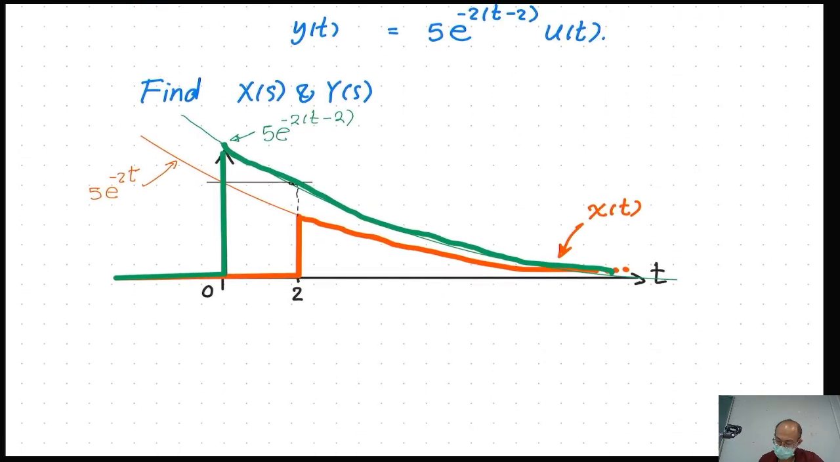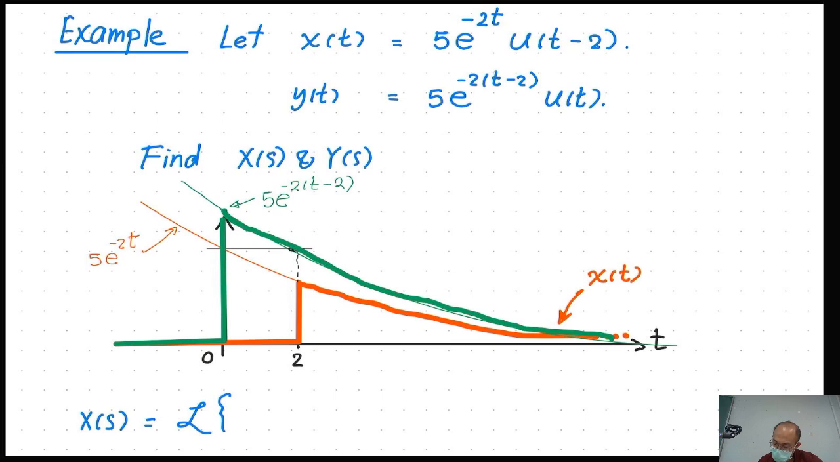Now to find x, let's find x first. It is the Laplace transform of 5 e to the negative 2t u(t minus 2). Now, how do we do that then? We don't know this one, right? Because when we did the Laplace transform, everything was u(t), right? Everything was u(t).